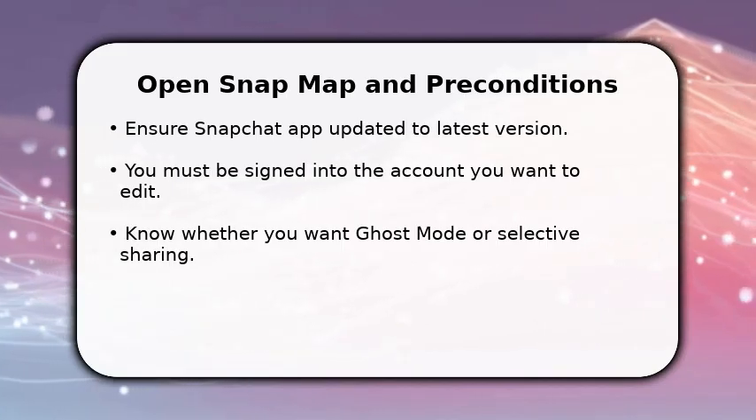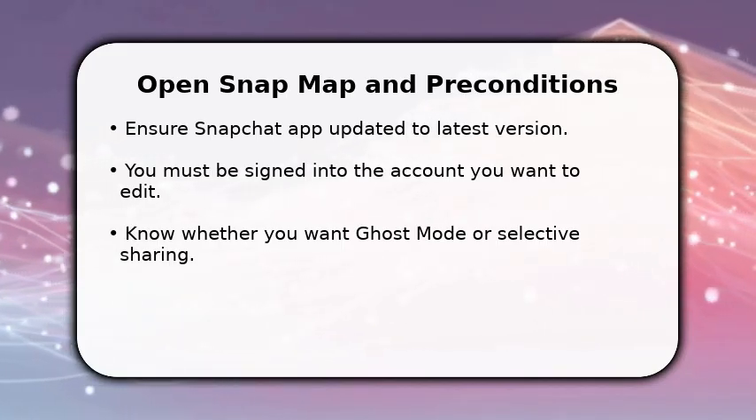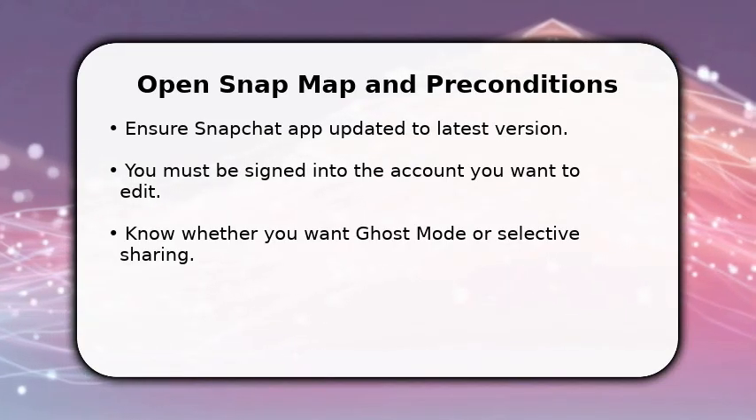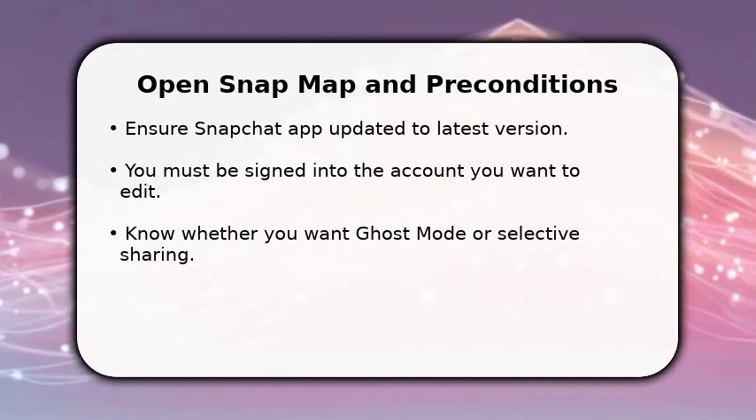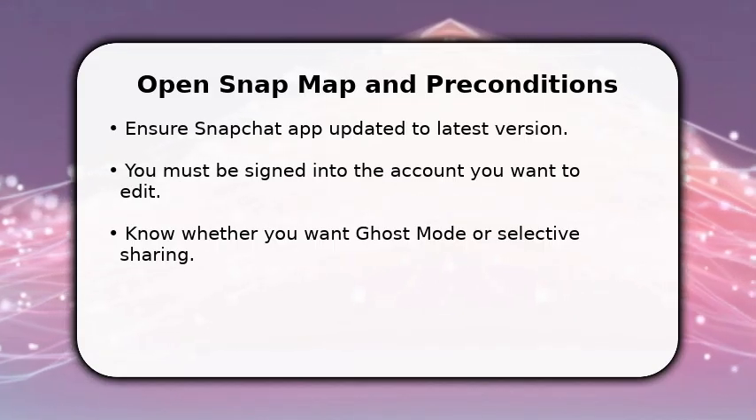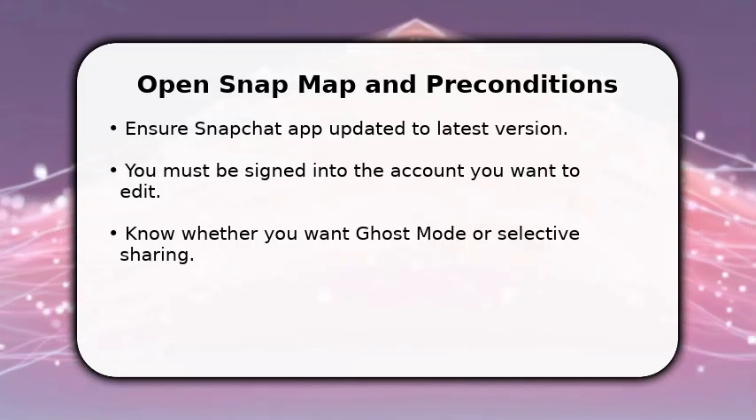You're about to change who can see your live location, so decide now if you want full privacy with ghost mode or limited visibility for a few friends. Tap the settings gear in the top right of Snap Map to access location controls and be ready to follow the next steps to stop sharing.